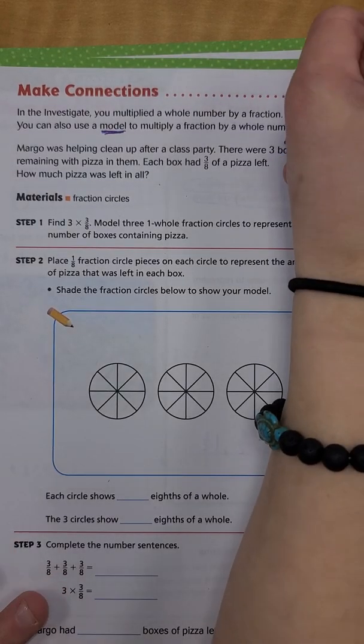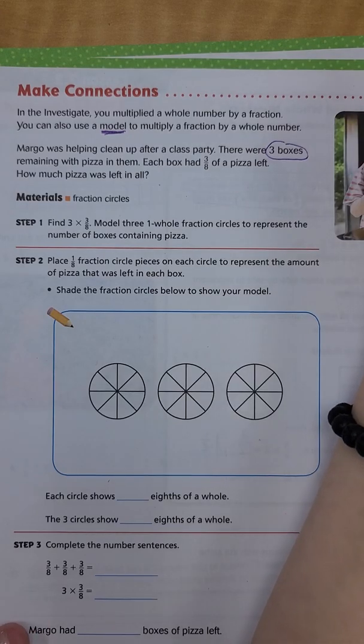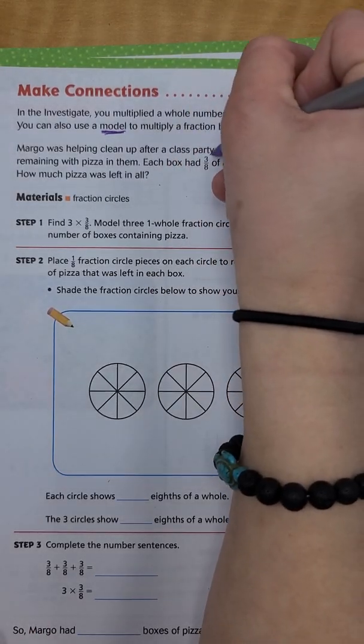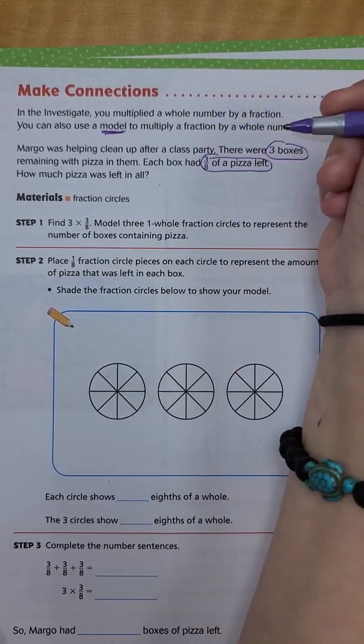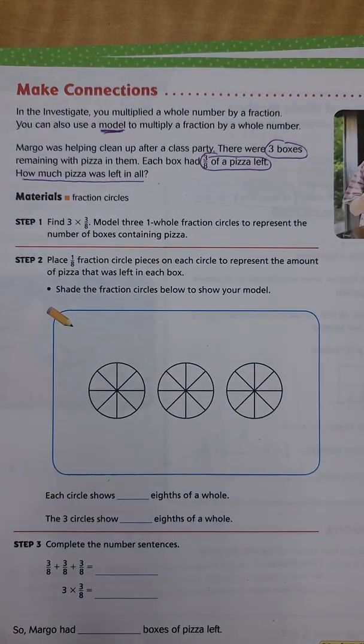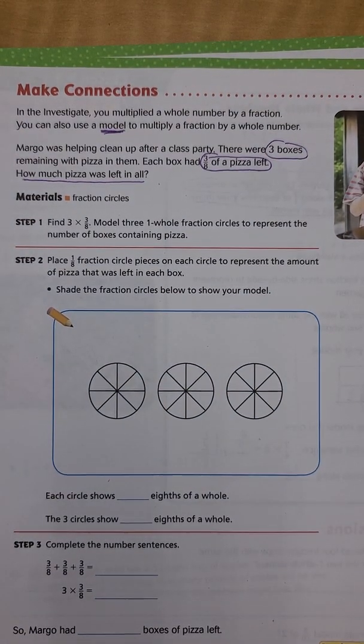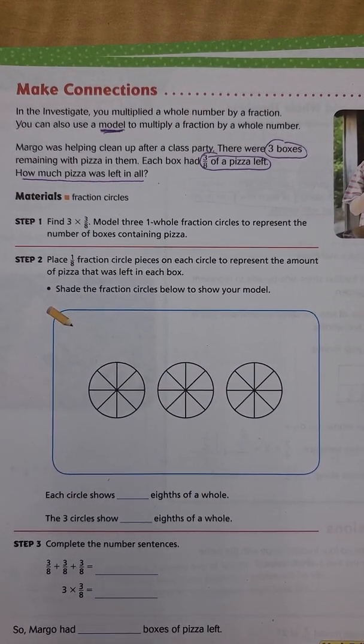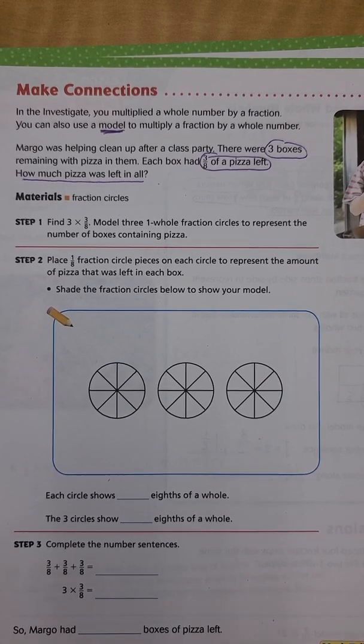So there were 3 boxes of pizza but they're not whole pieces or whole pizzas. There's only 3/8 of a pizza left in each box. So how much pizza was left in all? So again, we are going to multiply our 3 wholes times 3/8.